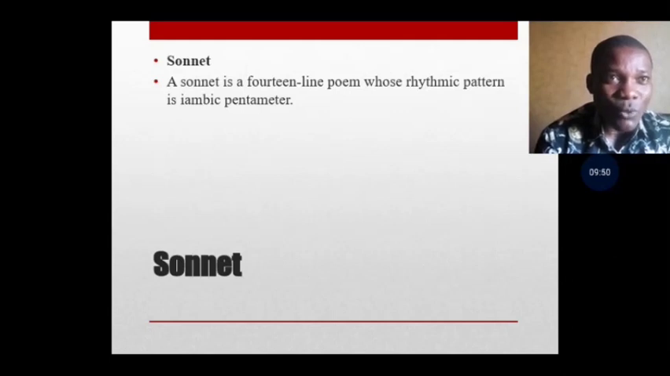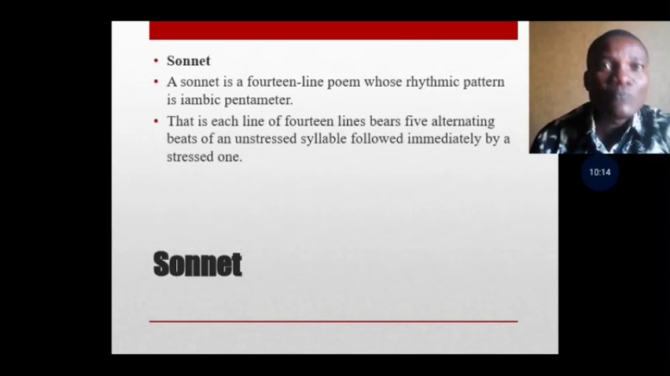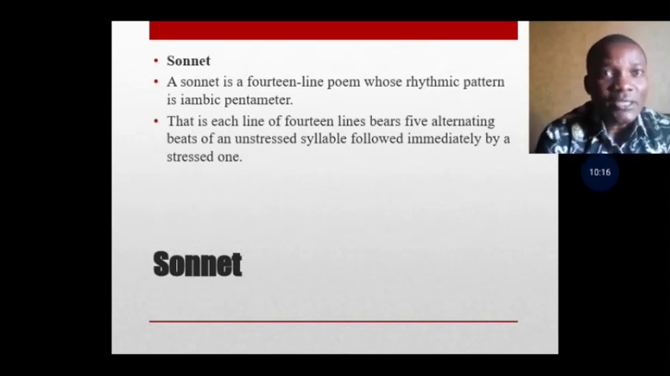Now, these are put together in twos, which is called pentameter. Pentameter now becomes 5. Those 10 syllables are now paired into 2, 2, 2, 2, 2, which is a pentameter. And don't forget iambic means two syllables, unstressed followed by stressed. But one thing that is sure is that a sonnet is a poem of 14 lines. Take note of that.